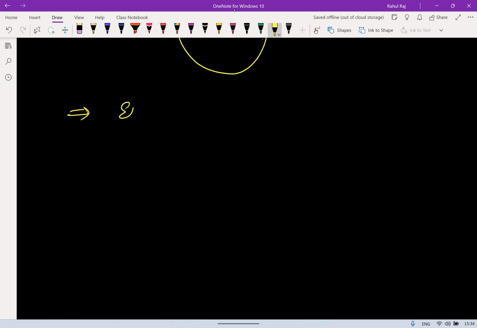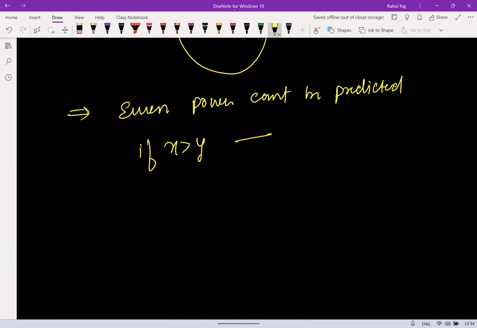Can I say even powers cannot be predicted? What do I mean by this? Even powers in algebra with variables cannot be predicted. So if I tell you x is greater than y, can you 100% say that x square will be greater than y square? Yes or no? No.